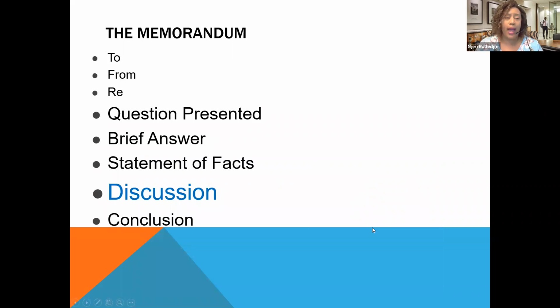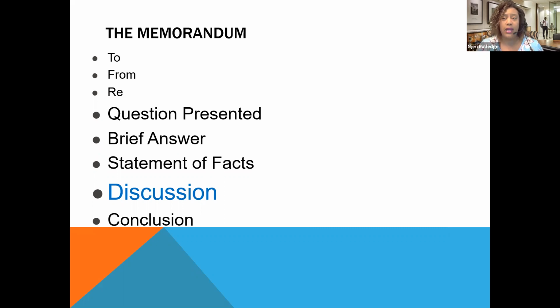Now, a legal memo has a standard format. We touched on this before in class, but I wanted to touch on it again. In terms of the parts of a memo, you have your heading, which would be the to, the from, the re or regarding line, and the date. A section called question presented. Some people call it issue presented, doesn't matter. A section called brief answer. A section called statement of facts. The discussion section, some people refer to this as the analysis, and then the conclusion section, which gets its very own heading.